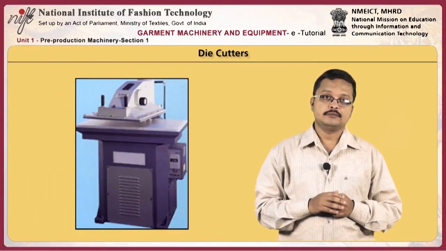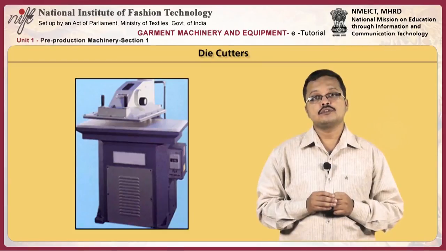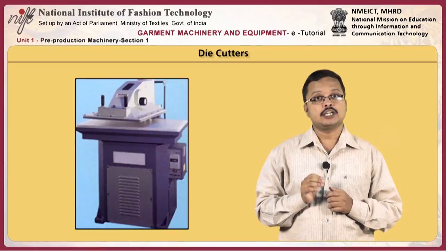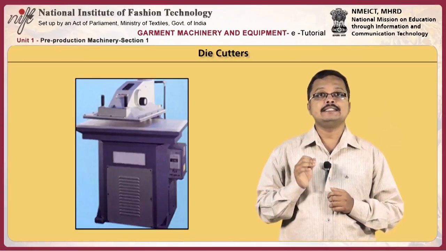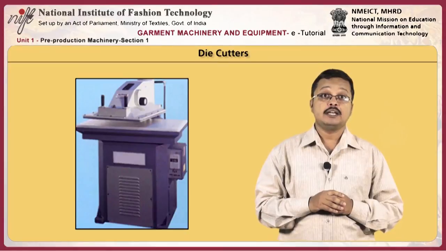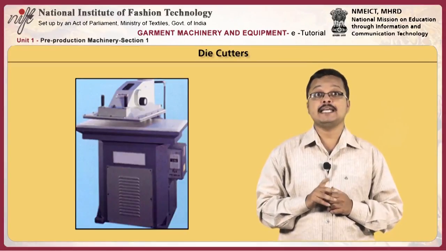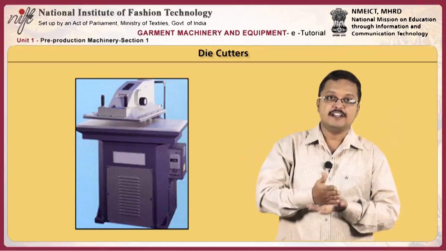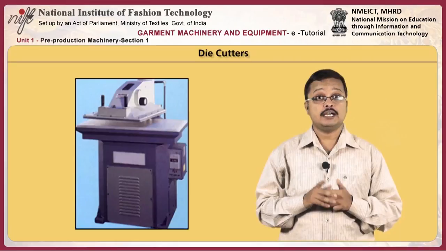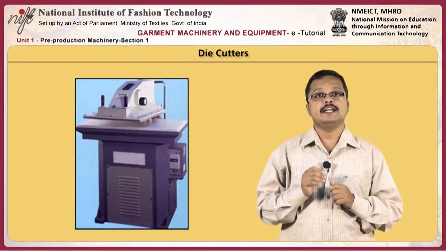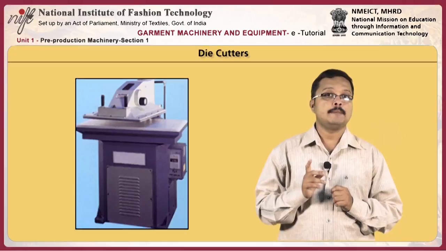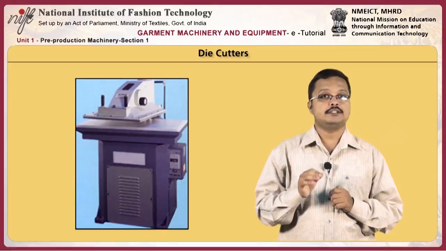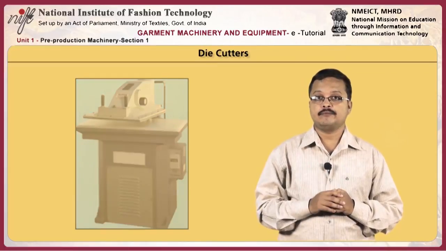Die cutters. Die cutters are used for cutting when each and every piece is required to be cut in exactly the same shape. Dies are pre-shaped metallic outlines with a cutting edge. The cutting action is vertical. The accuracy and consistency of die cutting can be affected by the inaccurate placement of dies. Dies are in the shape of pattern periphery.